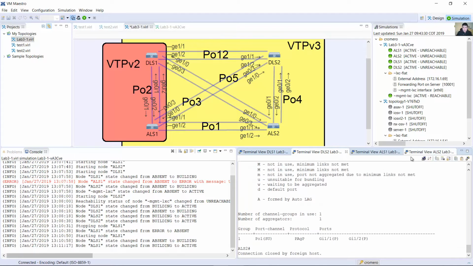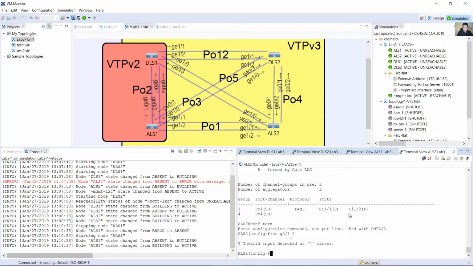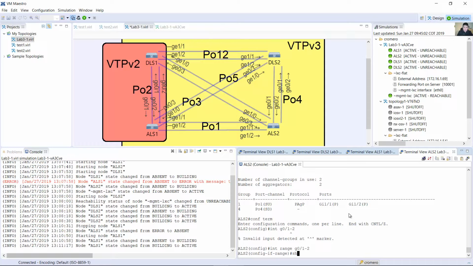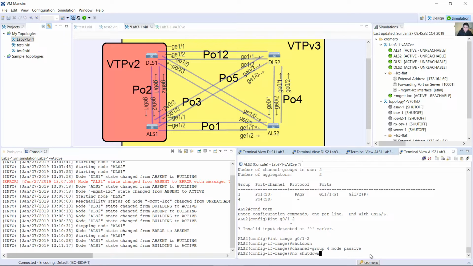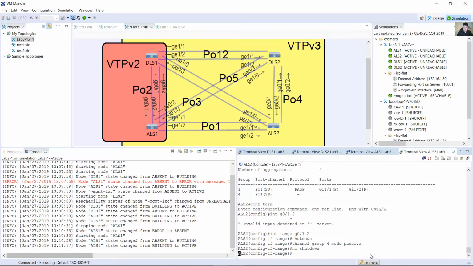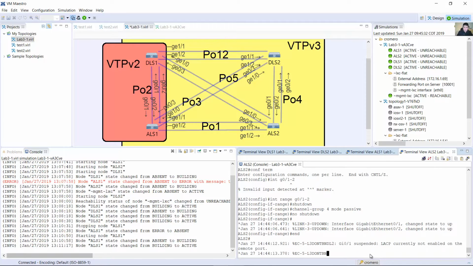Okay, and on ALS2, configure terminal, interface range gigabit 01 and 2. Shut down both interfaces. Channel group 4 mode passive. Okay. The condition is that DLS2 was configured with the active command. And now no shutdown. Okay, and show EtherChannel summary.